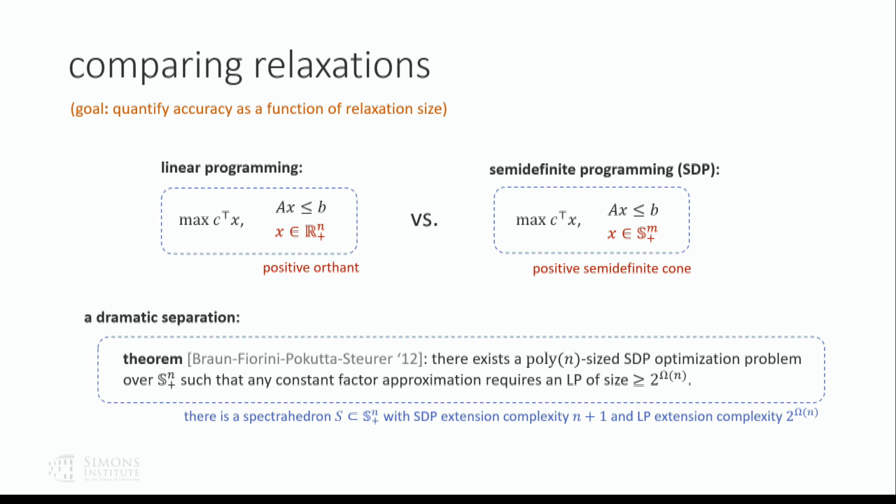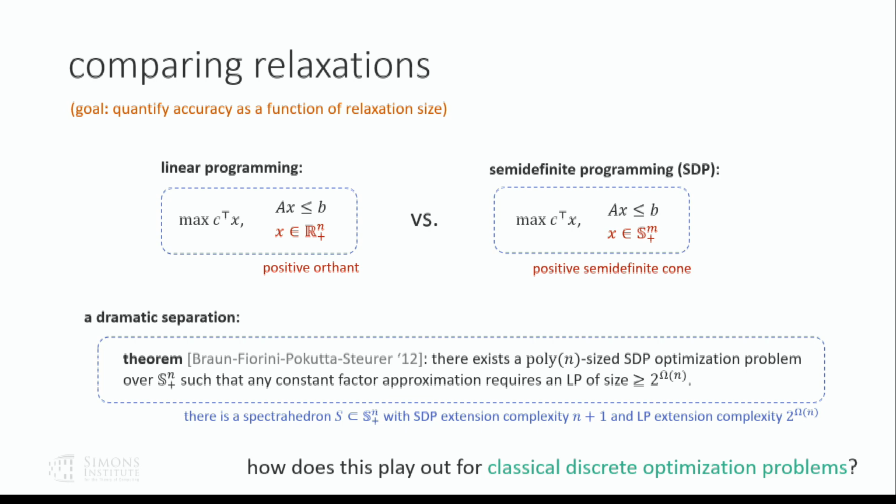So here we see this dramatic separation, and the question is, how does this separation play out for classical optimization problems? And is there some way to parameterize the kind of semidefinite programs or linear programs in order to understand what this relationship should be?